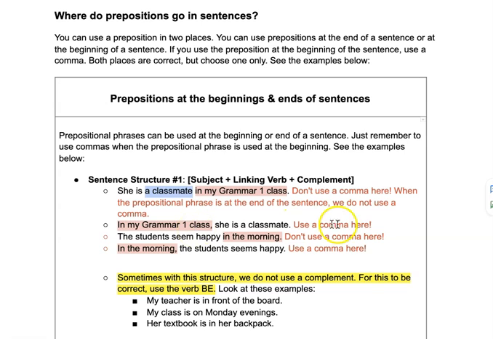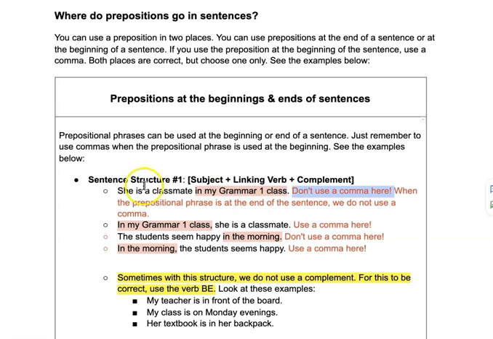This is my complement. And after my complement, I have here my prepositional phrase. In is my preposition, okay, and the noun is class. Everything else before is the adjective to explain more about class. My noun is class, and it comes after my preposition. So this information here, this sentence structure 1, is a good example of how you can use a prepositional phrase after the complement. Because the preposition is at the end, no comma. Don't use a comma here.